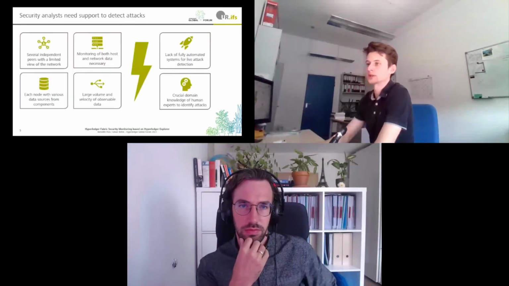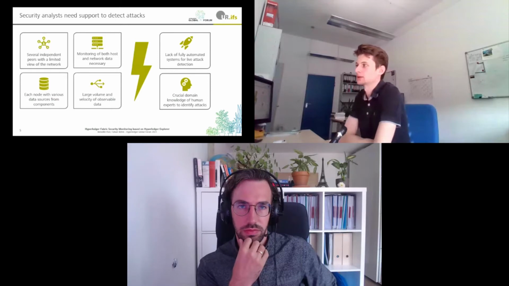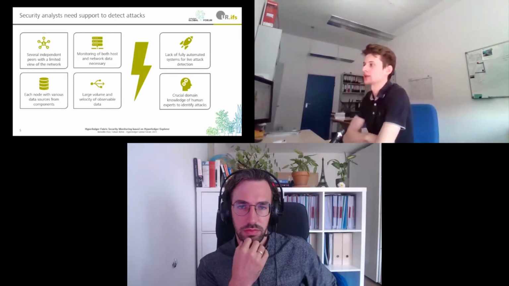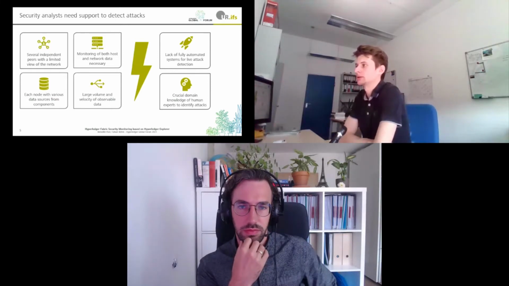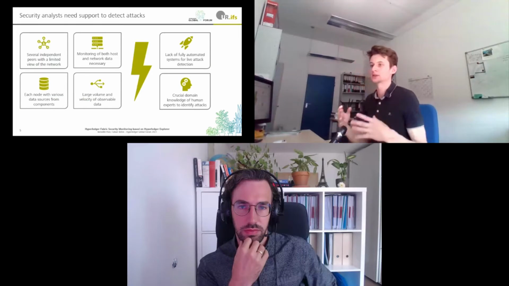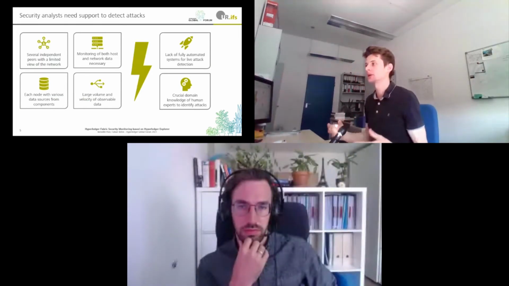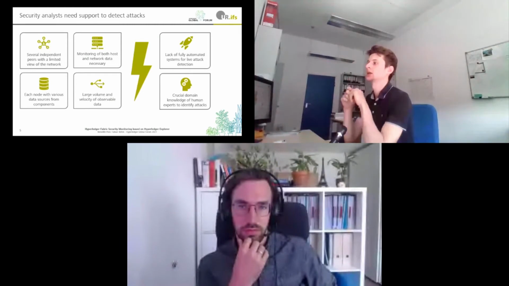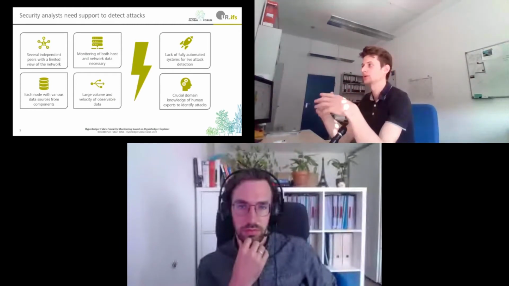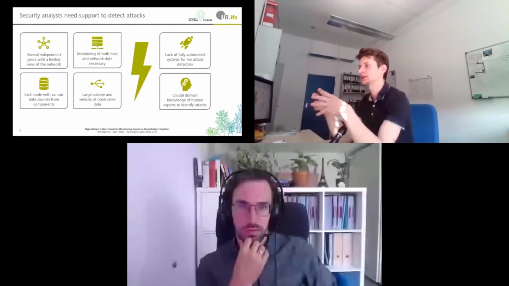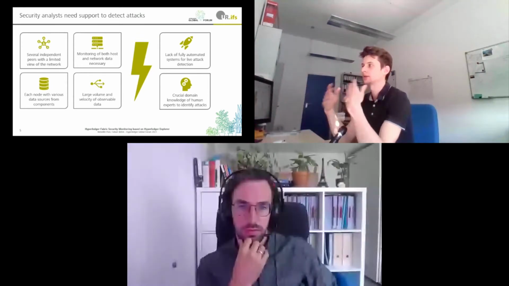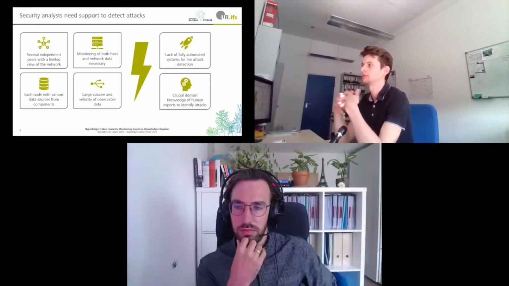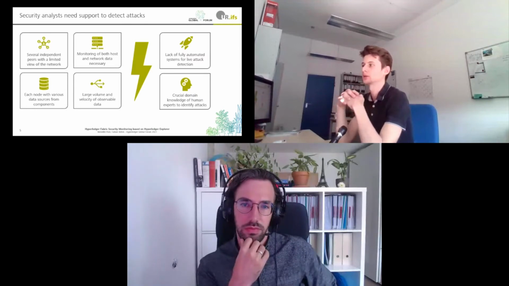So how can we support security analysts in detecting these attacks or in getting a better overview of what's happening on the network? The issue, of course, is that each organization only has access to its own peer and only a limited view of the network, and you need to monitor both your own host and the network data at the same time to have at least some idea of what's going on in the network.